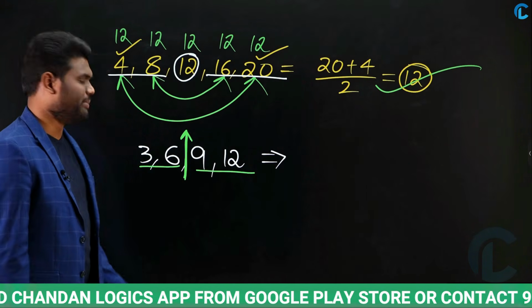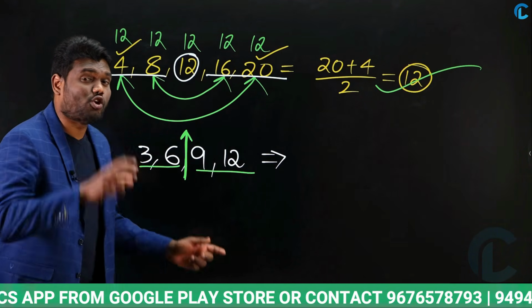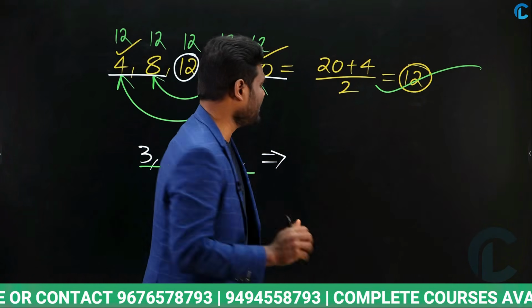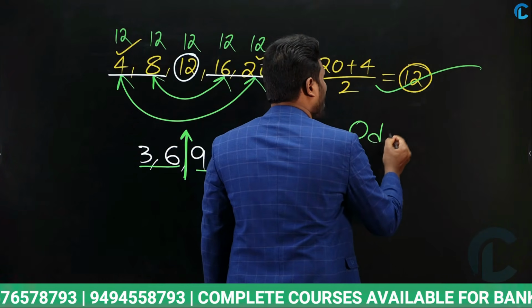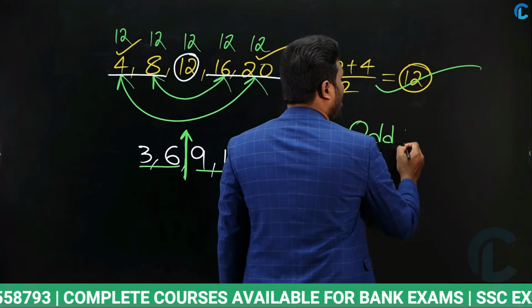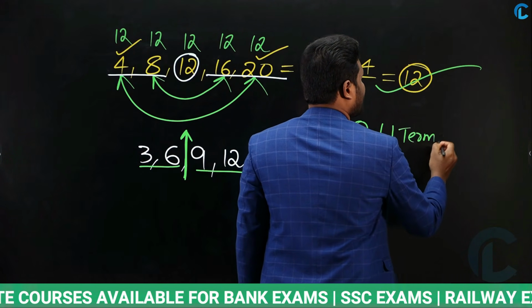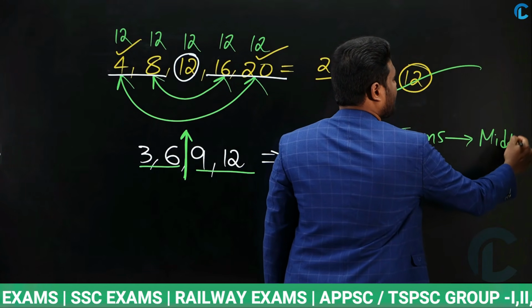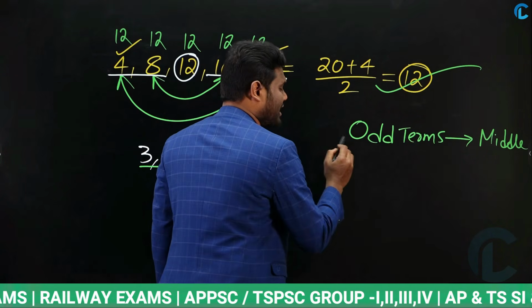How to find that value means you need to calculate the average of the middle 2 numbers. What? The average of the middle 2 numbers. Simple. Look here, whenever you have odd terms, the average is nothing but the middle number. Yes or no? The average is nothing but the middle number when you have odd terms.